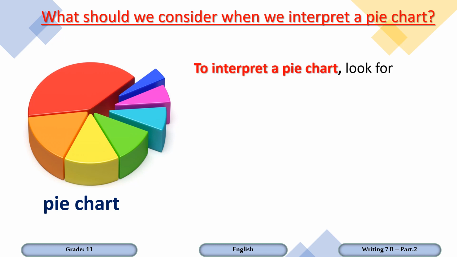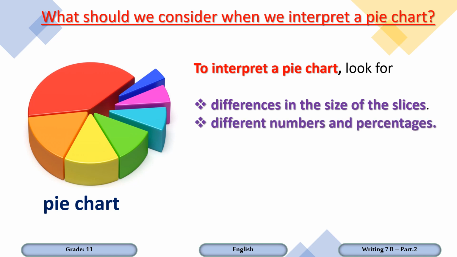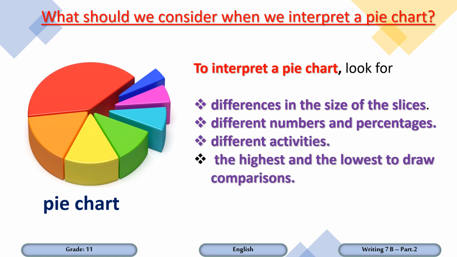Okay, in order to interpret a pie chart, we need to look for a lot of information, such as differences in the size of the slices, different numbers and percentages, different activities. Of course, we should keep an eye on the highest and the lowest portions in order to be able to draw comparisons. Dear students, now it's time to start our lesson.